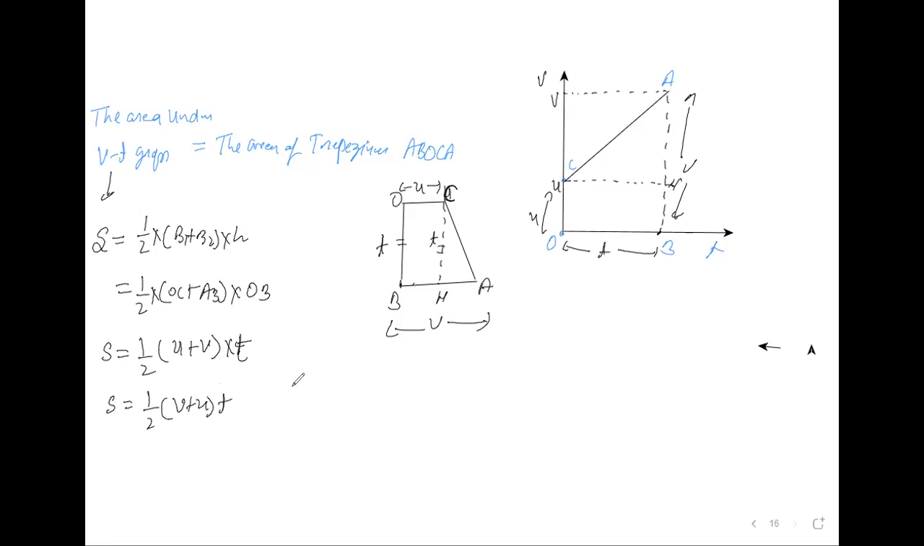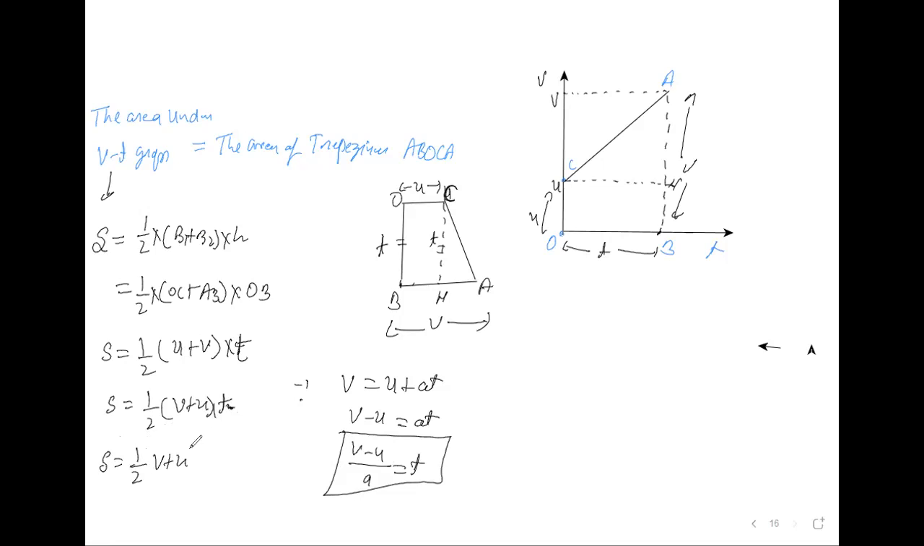Now from our first equation, v is equal to u plus at. So we will remove this time: v minus u is equal to at, so (v minus u) upon a is equal to t. This is the value of t. We are substituting t with its value. So it will be half (v plus u) into (v minus u) by a.